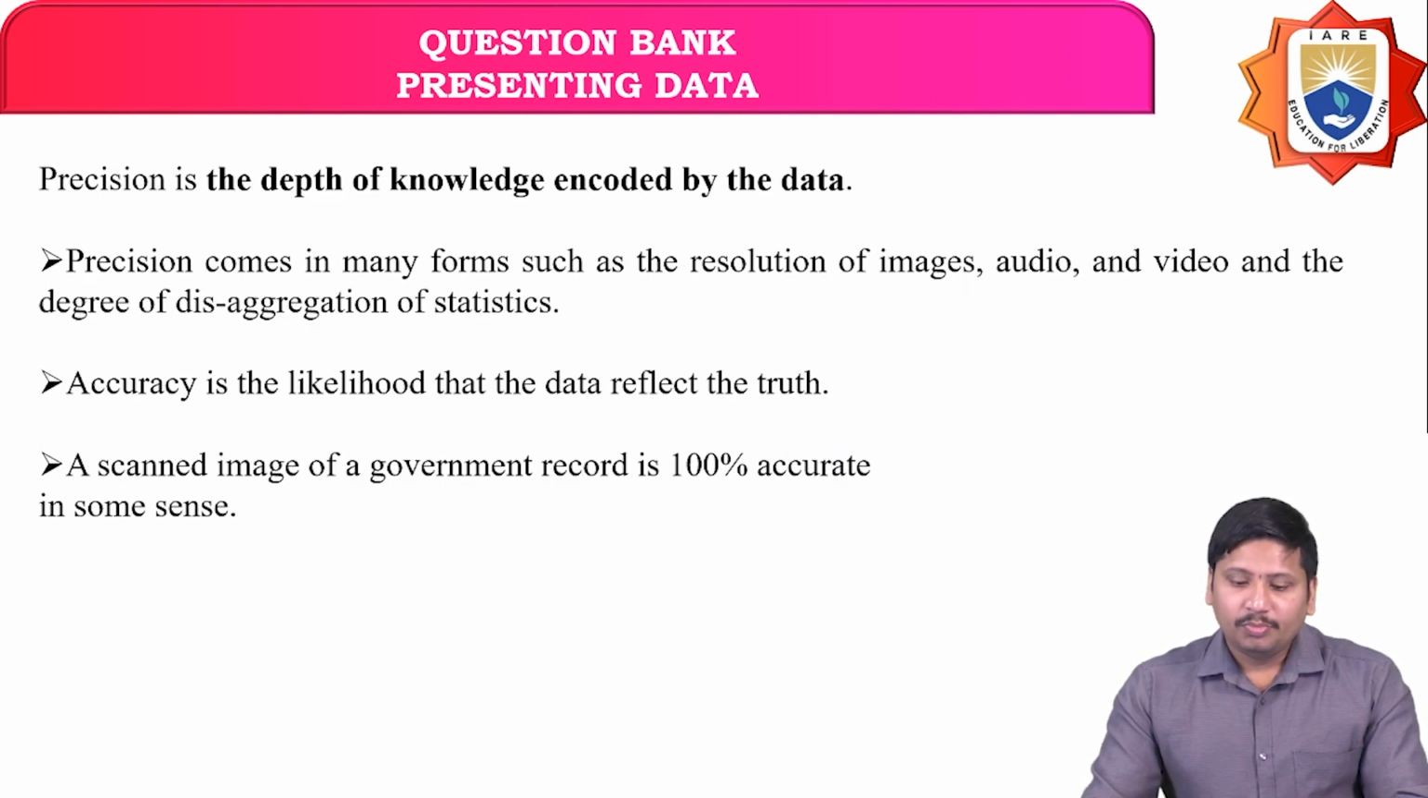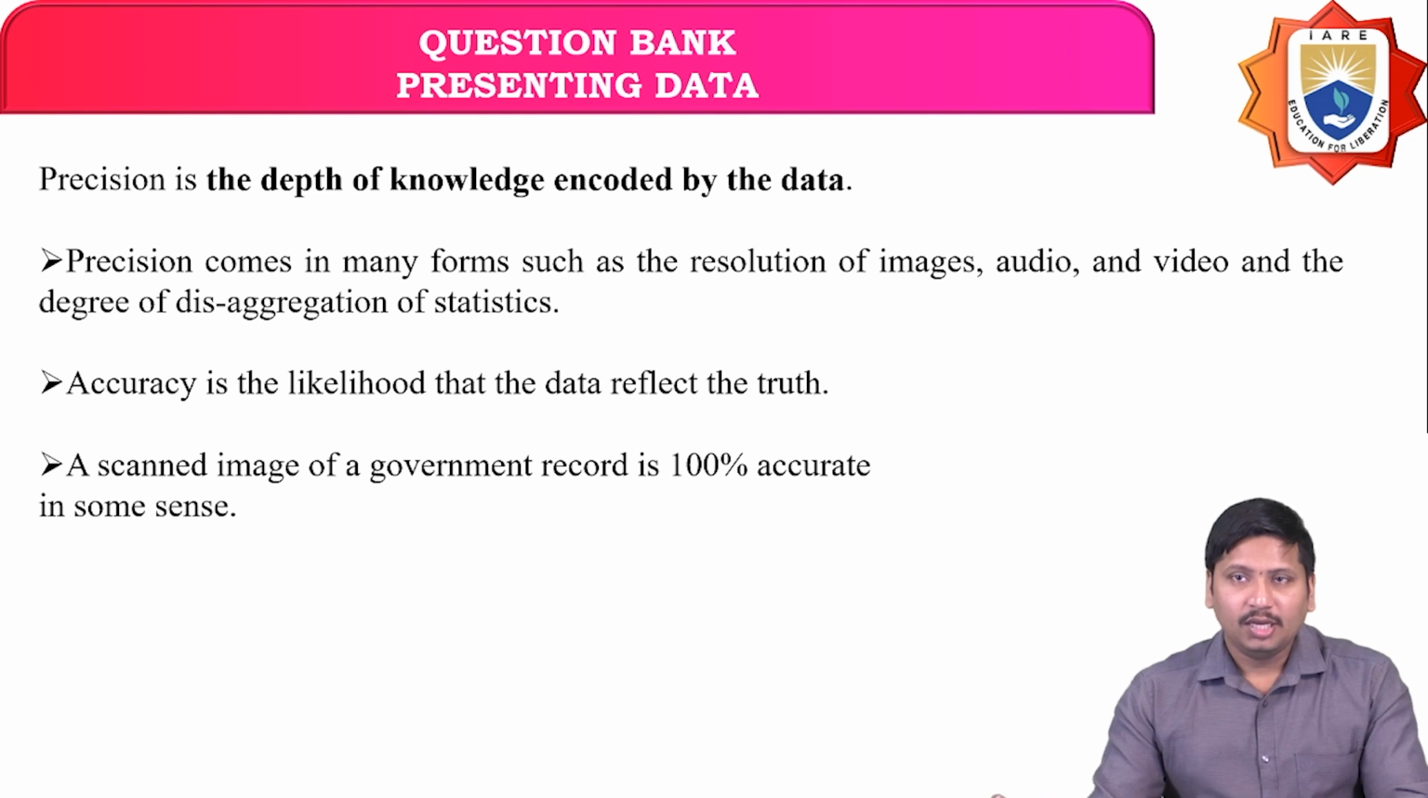Precision reflects the depth of knowledge encoded by the data. Precision comes in many forms, such as the resolution of images, audio, and video, and the degree of disaggregation of statistics. Accuracy is the likelihood that the data reflect the truth, and a scanned image of a government record is recorded 100% accurate in some sense. This is one of the examples.